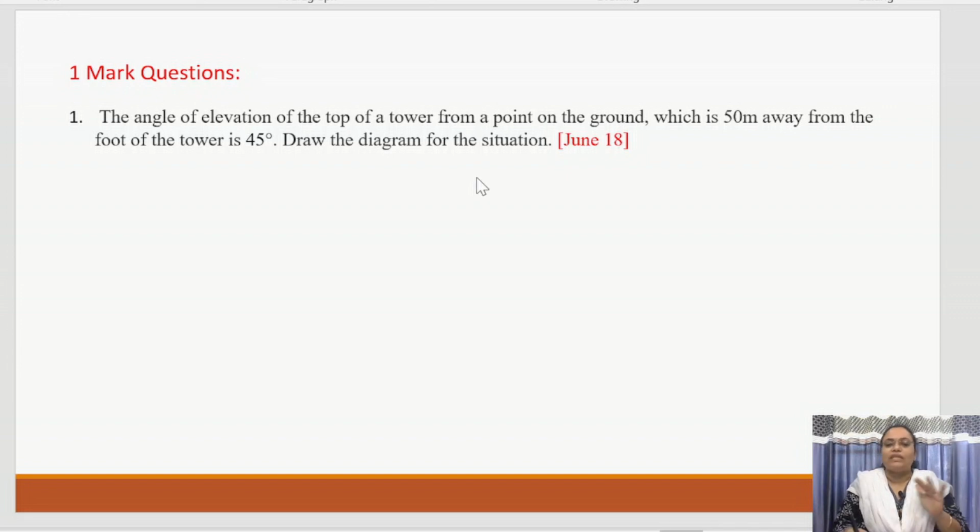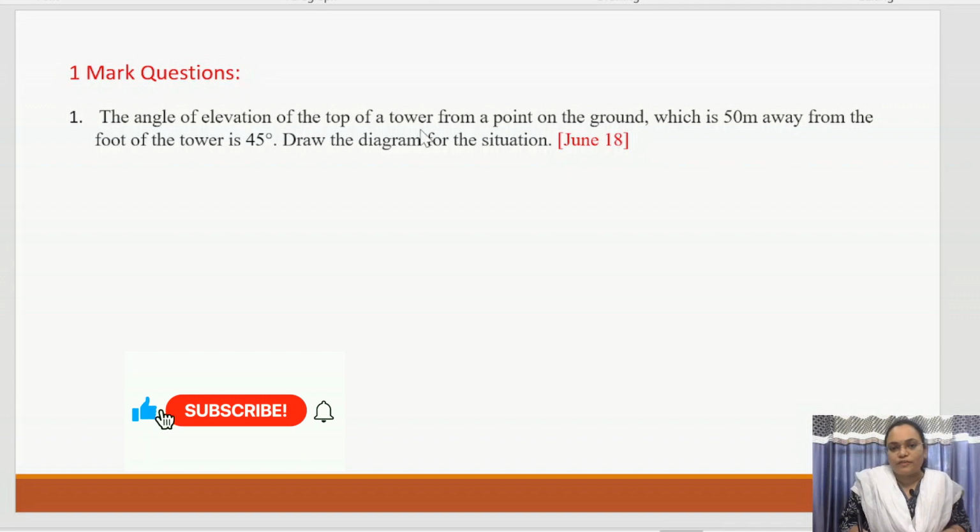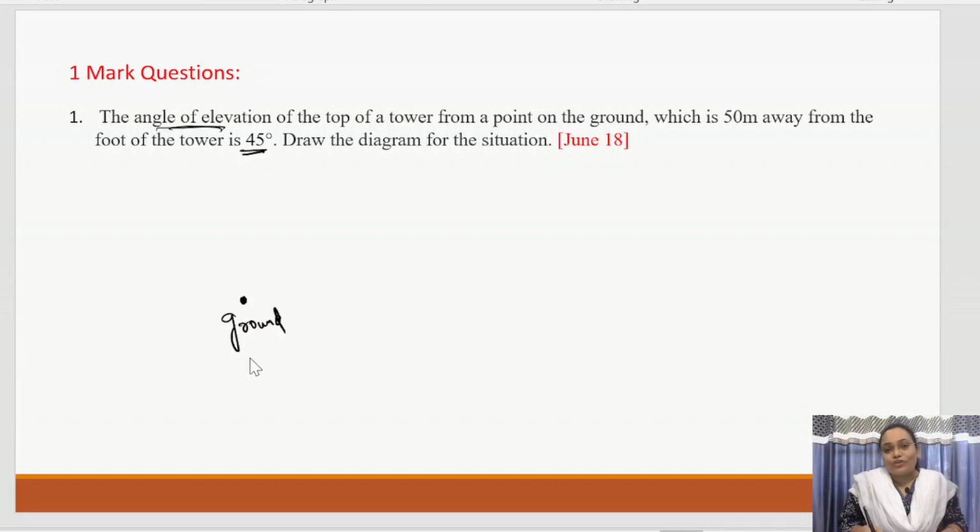In this question, we just need to draw a diagram. Angle of elevation of the top of the tower from a point on the ground. So this is the point on the ground. Angle of elevation of 45 degrees. Angle of elevation means we are looking at the object. Where is the object? On the top of the tower. This is the tower, and on the top of the tower you have an object.